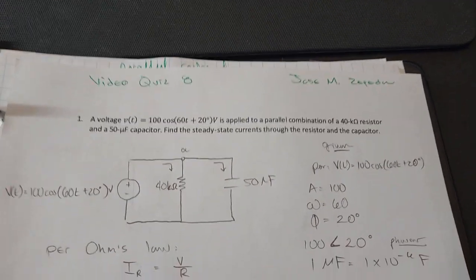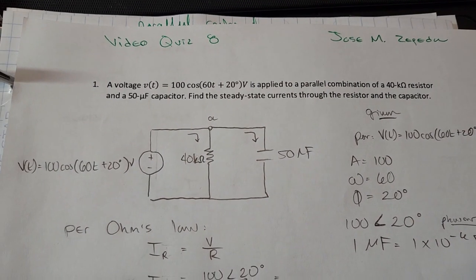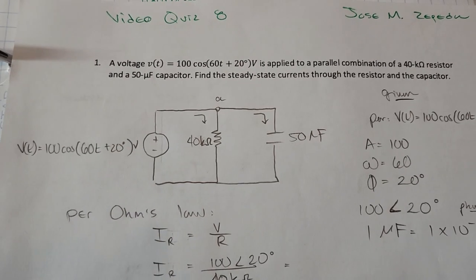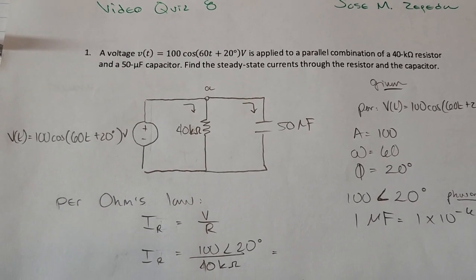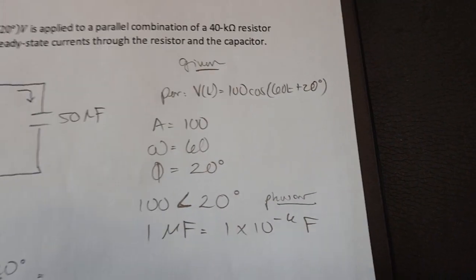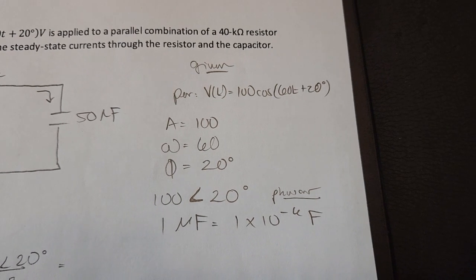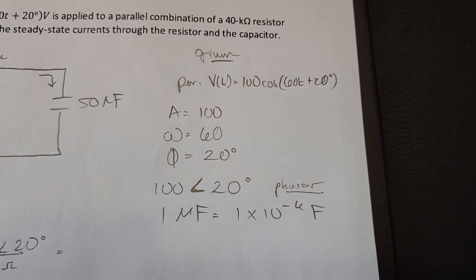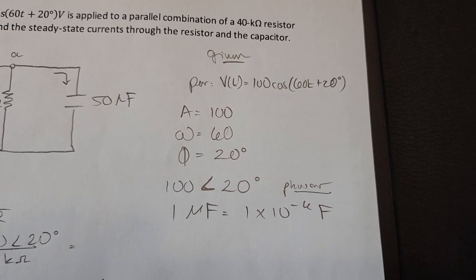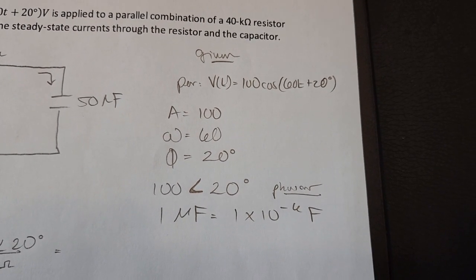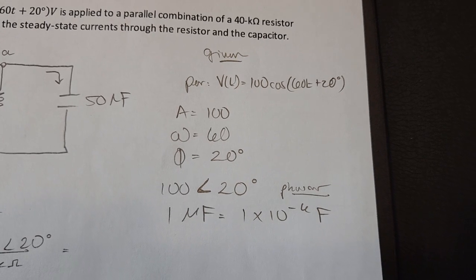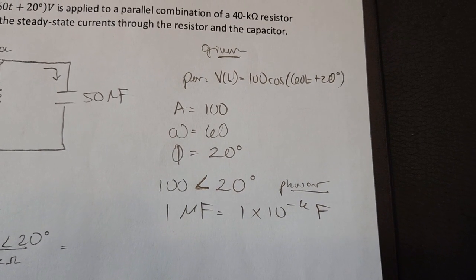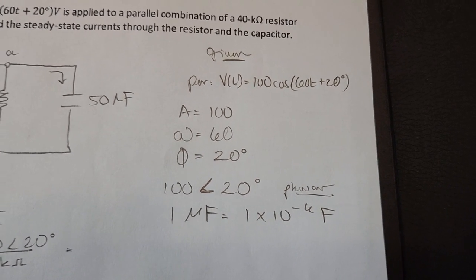And the first thing that I did was to draw my circuit and determine my current going through and splitting at node A. And then the second thing that I did was to break down my elements, and I had an amplitude of 100, an angular frequency of 60, and a phase shift of 20 degrees, and then I converted that into a phasor form of 100 at an angle of 20 degrees.